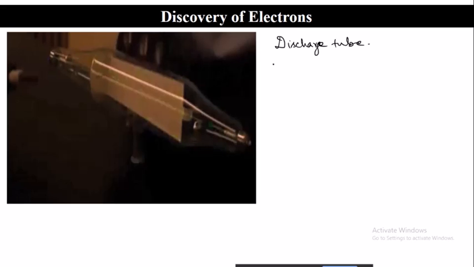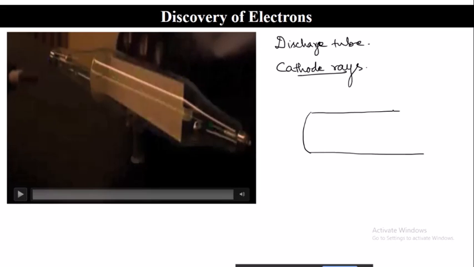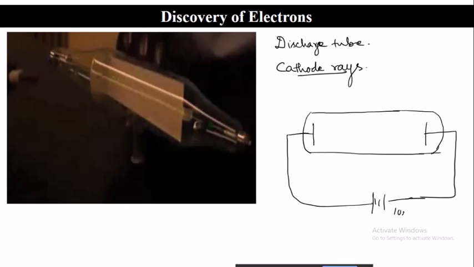So make a simple diagram of this discharge tube. Basically there are two electrodes placed opposite to each other, connected to an external power source. The voltage is very high, in excess of 10,000 volts, and inside this glass tube a vacuum is generated.